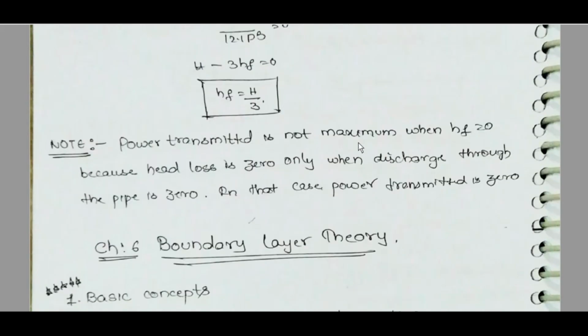Power transmitted is not maximum when hf is equal to 0, because head loss is 0 only when discharge through the pipe is 0. In that case, power transmitted is also 0. So maximum power is transmitted when hf is equal to capital H by 3.